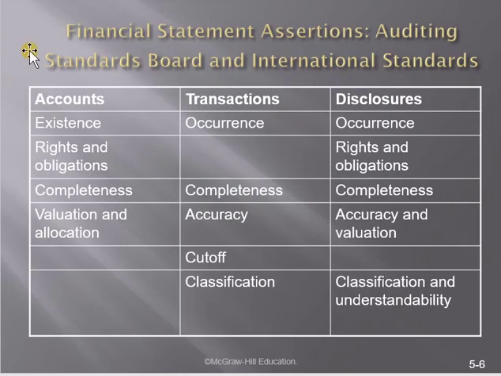And so according to the Auditing Standards Board and international standards, these are different types of situations that need to be assessed for the assertions made by management. You have accounts, transactions, and disclosures. With accounts, you will look at the existence, whether or not they really exist, rights and obligations, completeness, and valuation and allocation. Transactions: again, the occurrence, completeness, accuracy, cutoff, and classification. And for disclosures, you have occurrence, rights and obligations, completeness, accuracy and valuation, and classification and understandability.